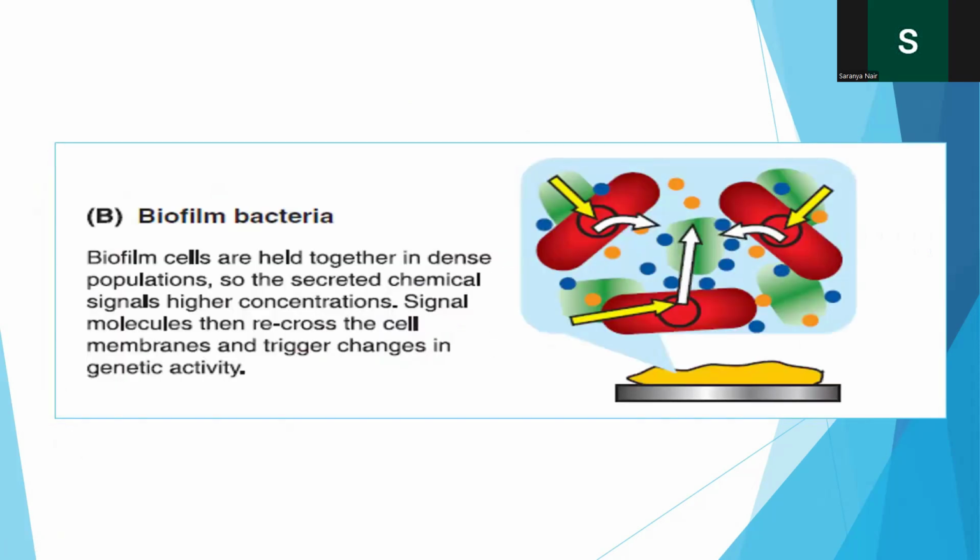Biofilm bacteria include biofilm cells that are held together in dense populations. So, the secreted chemical signals reach higher concentrations. Signal molecules then recross the cell membrane and trigger changes in genetic activity.